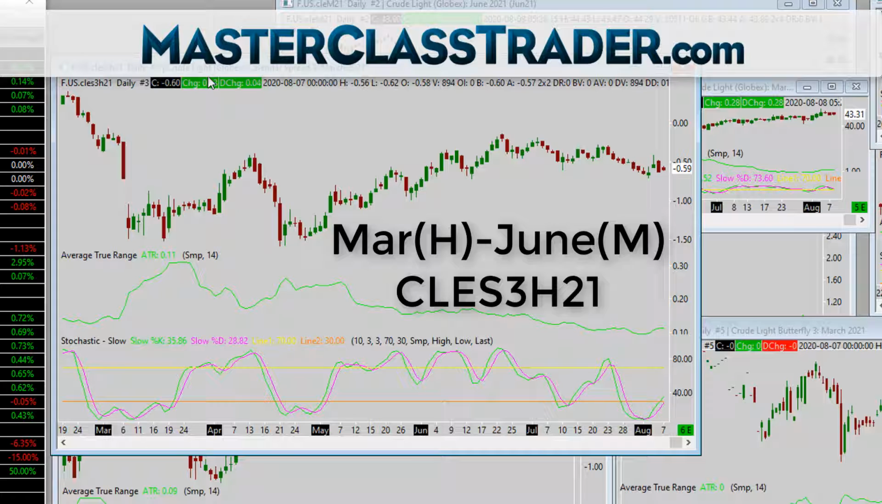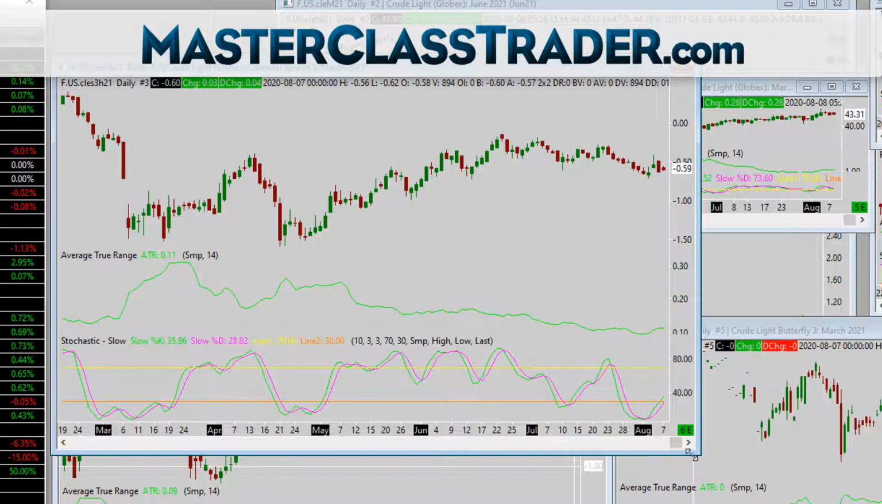If you're using CQG or Sierra Chart with CQG codes, the code is CLE, CLE for crude, S for spread, CLES, H21, H being for March, 21 being the year. How about that? CLES3, H21 will give you the calendar spread between March and June. That 3 in the middle there stands for the number of months in between the 2 contracts. Okay, so a bull spread here would be buying that contract, so buying the front month, March, selling the June. A bear spread, the opposite, selling March, buying the June. Okay, does that make sense? Bull spread, bear spread. So what's a butterfly?